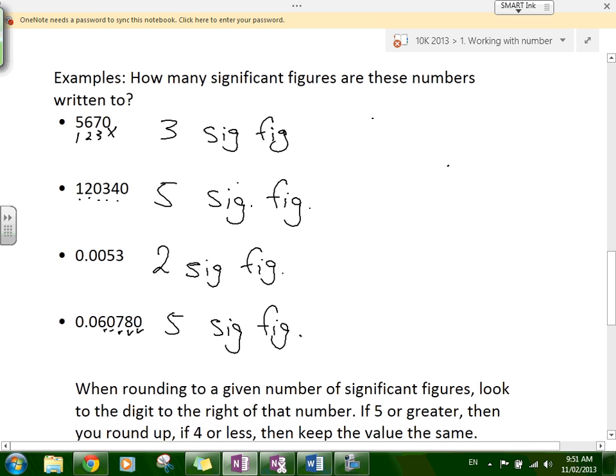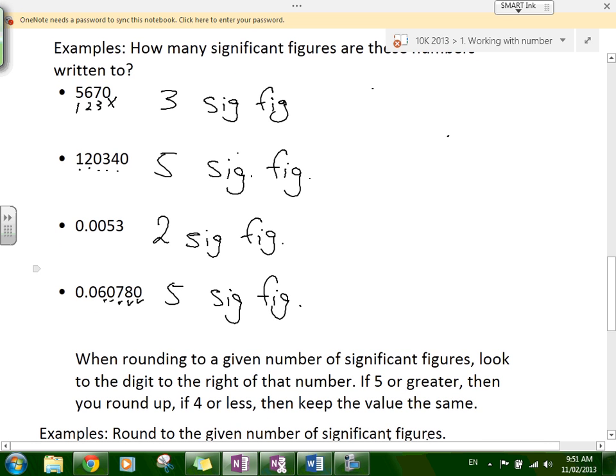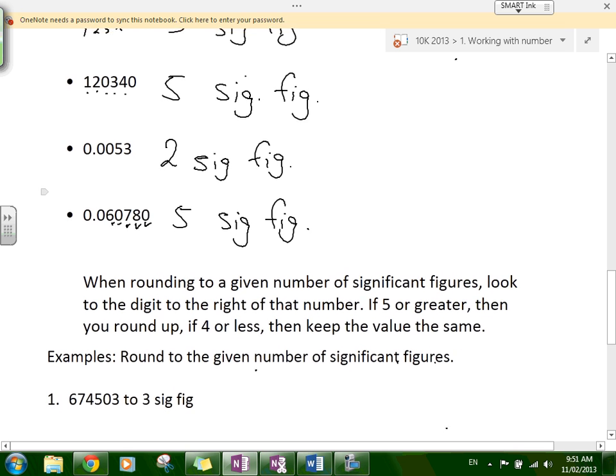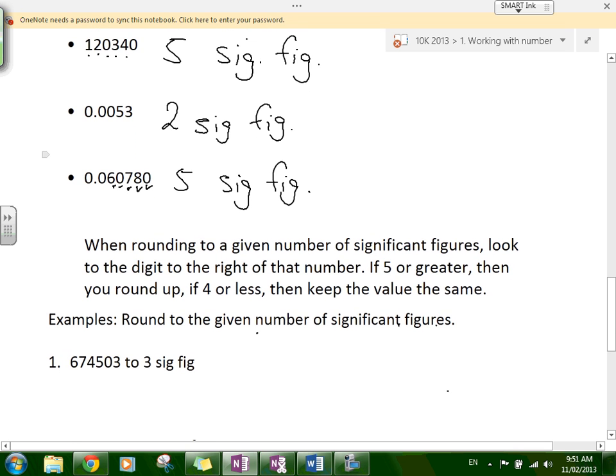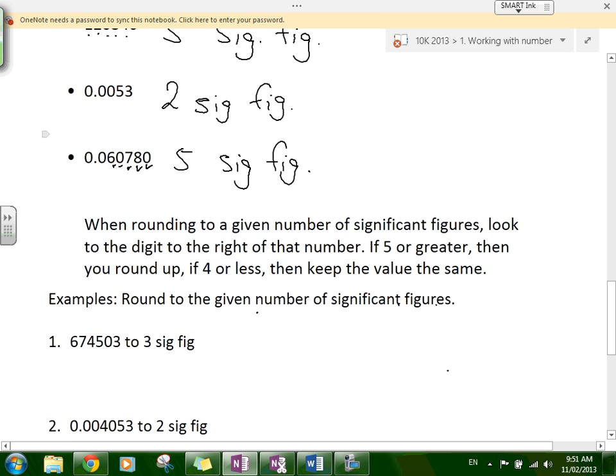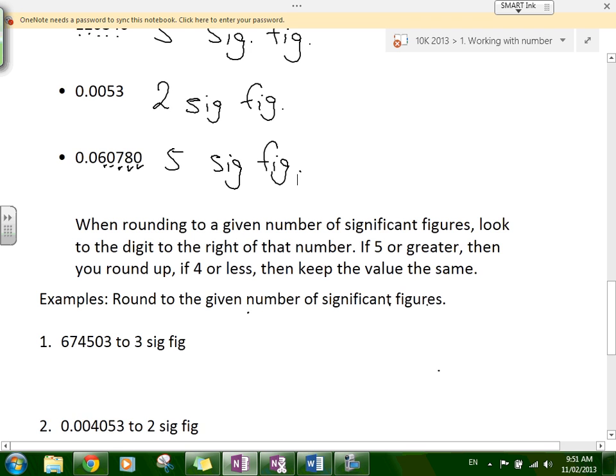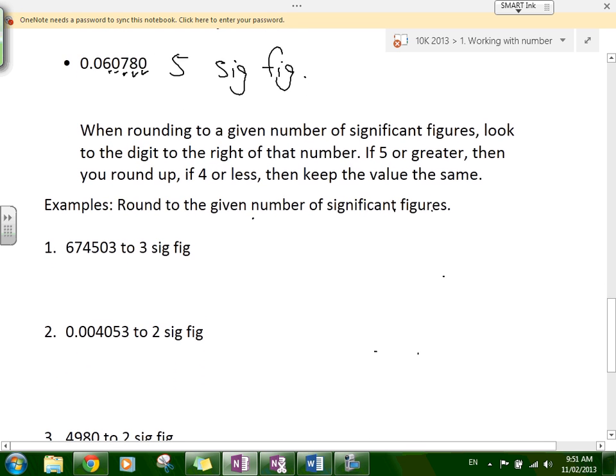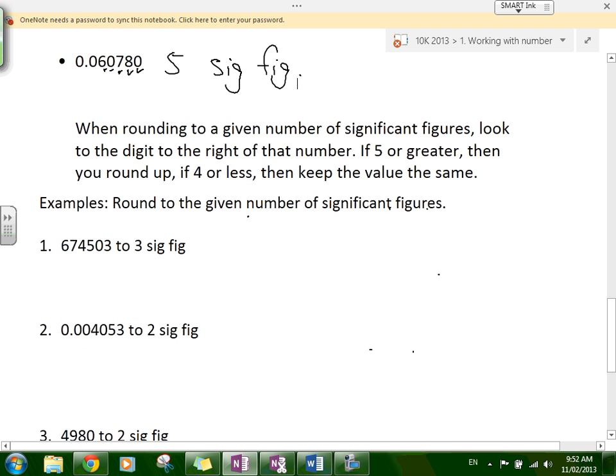Alright, so that's just a few examples. Now the next section, you don't need to write, just write a summary, because the way you round significant figures is the same as the way you round decimals. If it's 5 and above, it rounds up. If it's 4 and below, you keep it the same. So you look at the digit to the right of the significant figure you're rounding to, and then see if you round it up or keep it the same. Alright, so if you want to, you can drop down the points.